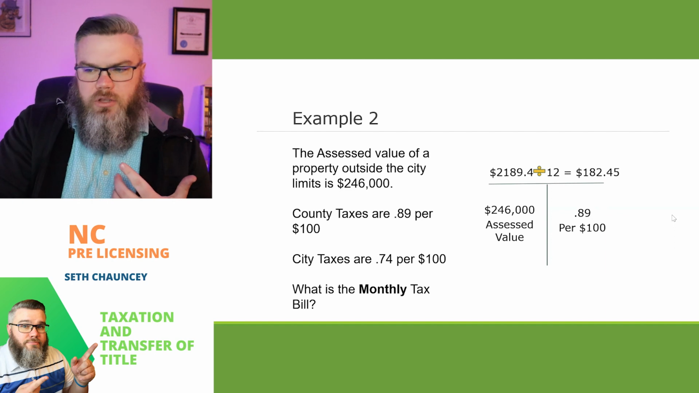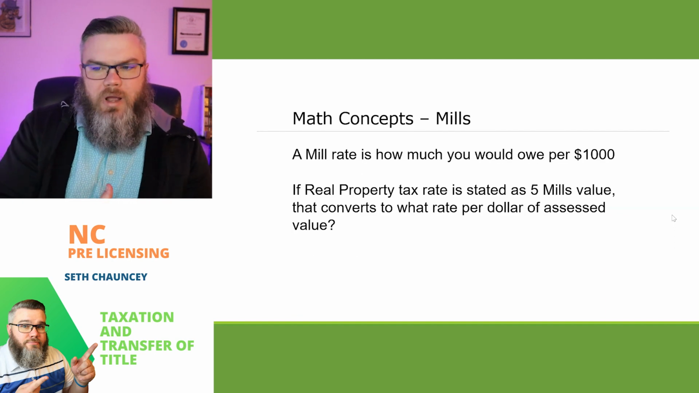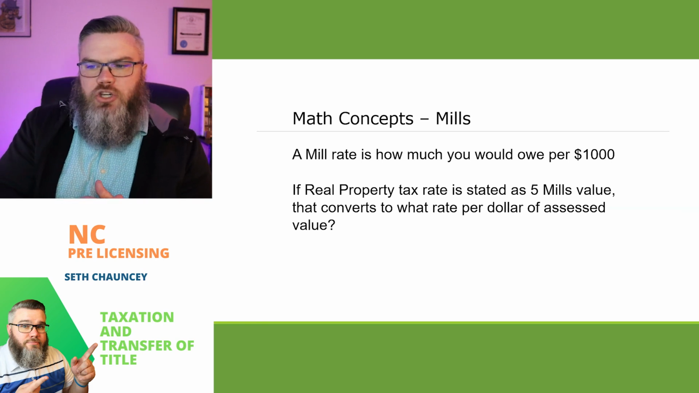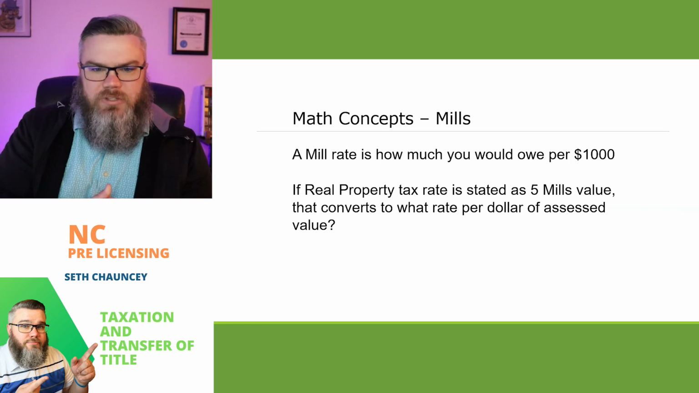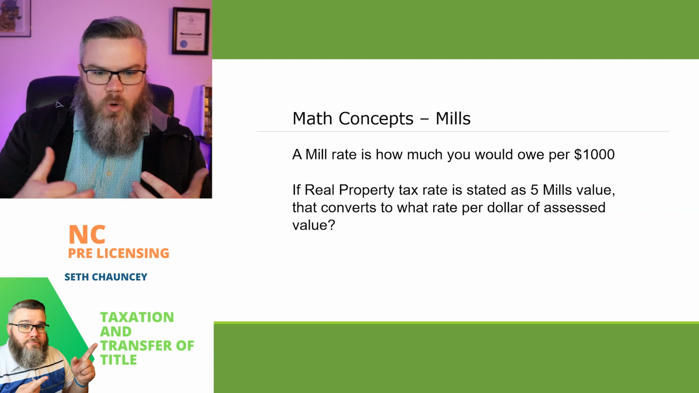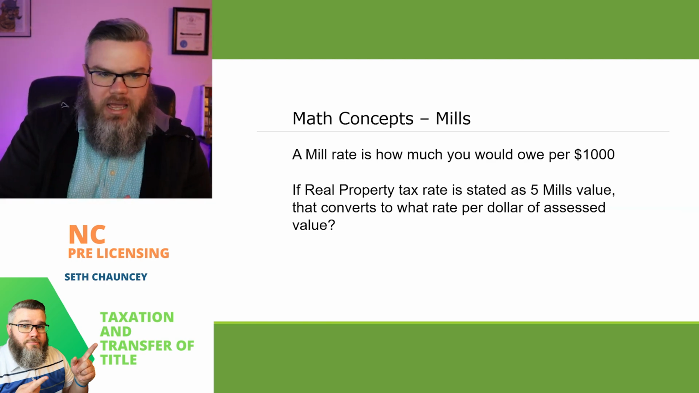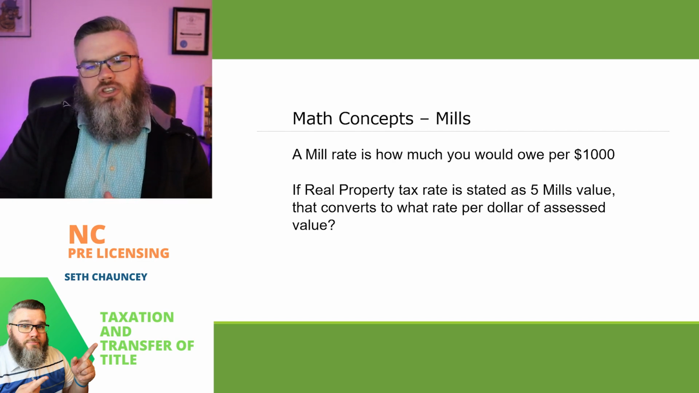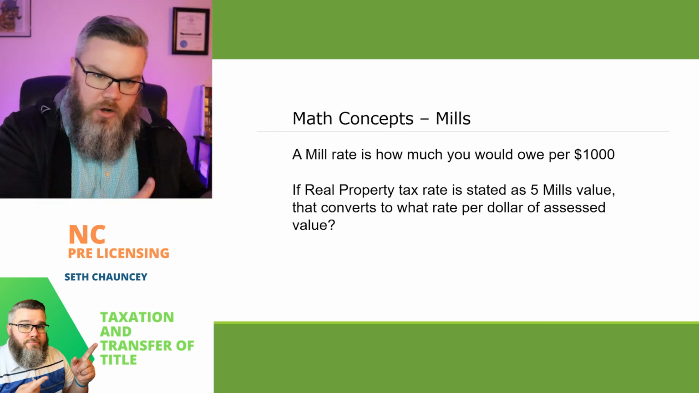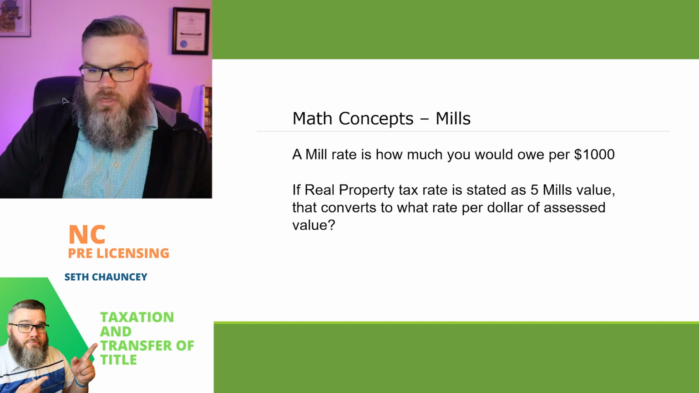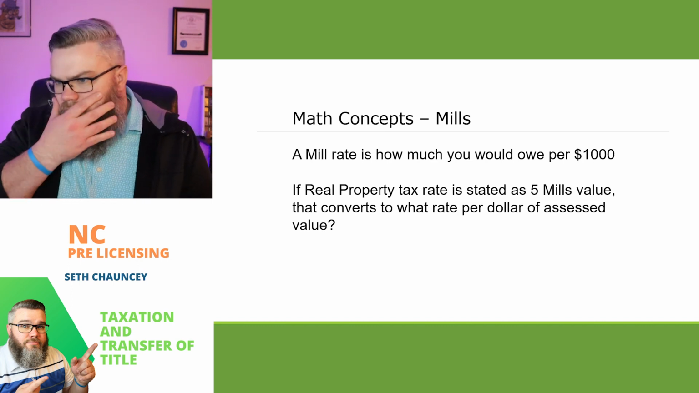Well, the other unit is a mill rate. A mill rate is now just saying how much you owe per 1,000. That's it. That is the only thing that's changed. The math is the same. The basic functionality is the same. The calculations are the same. It's just now instead of being per $100 of assessed value, it's per $1,000 worth of assessed value.